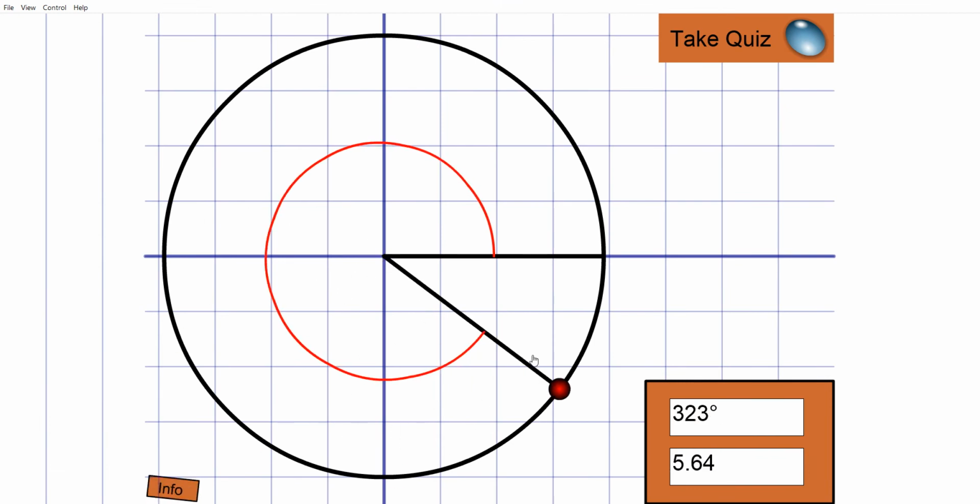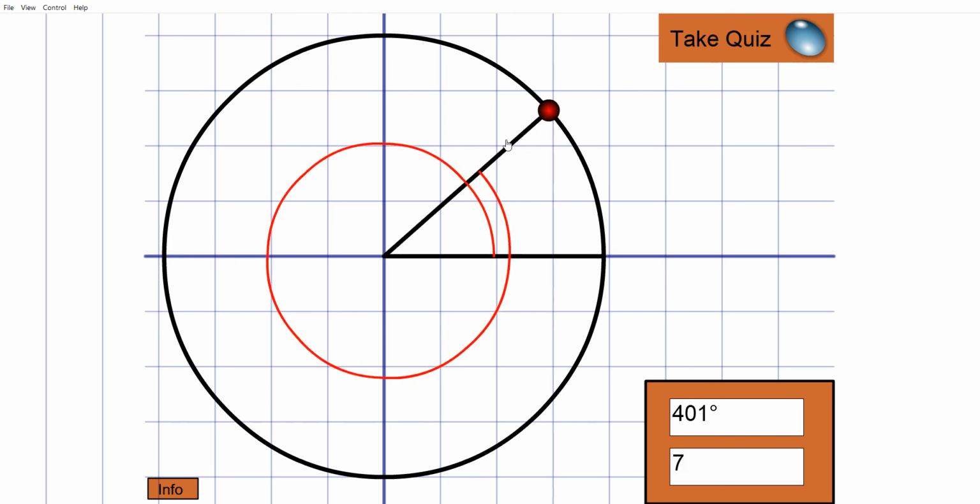So when I get back to where I started, I'm at 360. That's one, what we call one revolution. And now that represents going around more than once. That's a 421 degree angle. Now you might notice there's this other number at the bottom here. Sometimes it has a pi in it, sometimes it's a decimal. Kind of depends. We'll talk about that.